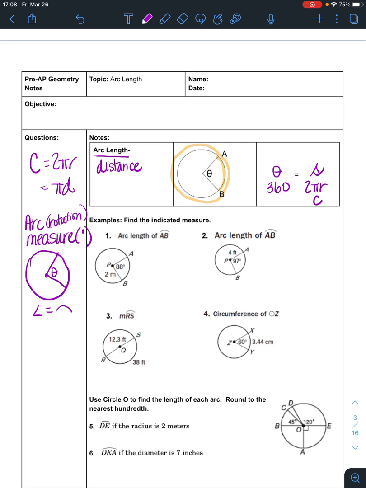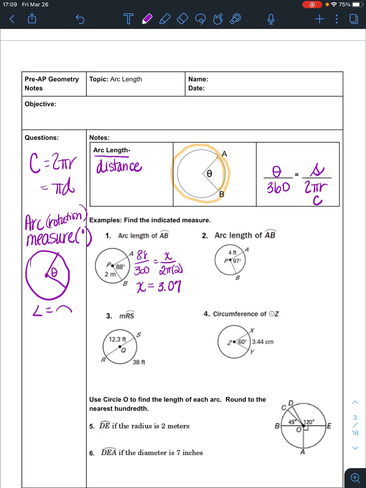So if we look at this problem, arc length of AB, I want to know how long AB is. So we just plug into our proportion. I'm using 88 degrees out of 360 degrees. So how long is the length of AB if the entire length all the way around is 2 times pi times 2? You can cross multiply, or you can do 88 divided by 360 equals x over 2 times pi times 2. And you get that the arc length, in this case I called it x, is equal to 3.07.